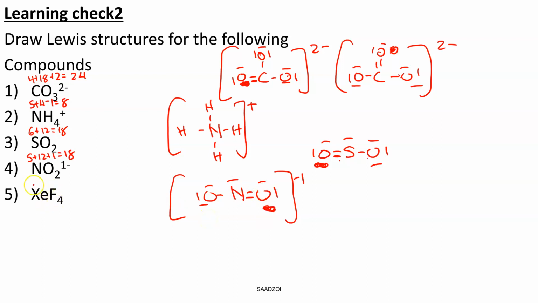And the last one, XeF4, there's 8 for xenon plus 7 times 4. It's 36 electrons. So I'm going to stick Xe in the middle, F's around it, and connect first, right? So that's 2, 4, 6, 8, 10, 12, 14, 16, 18, 20, 22, 24, 26, 28, 30, 32. I put 32 electrons, but I have 36. I have 4 left over.